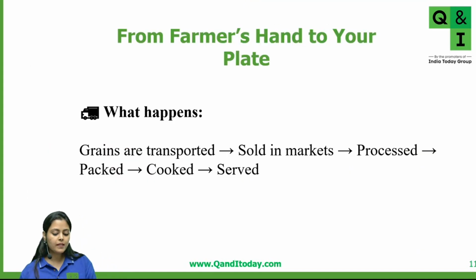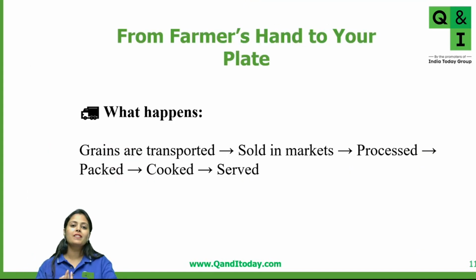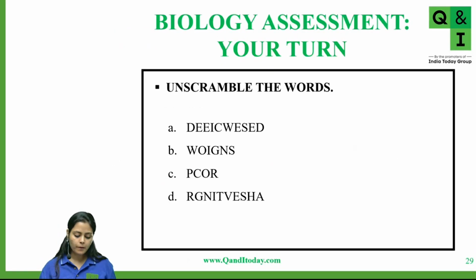We had started this class with the idea that once you open your lunch box, we were time traveling. So now to conclude this class, grains are transported, sold in markets, processed, packed, cooked, and that's how they are served to you on your table. Got it, everyone? Is it clear?